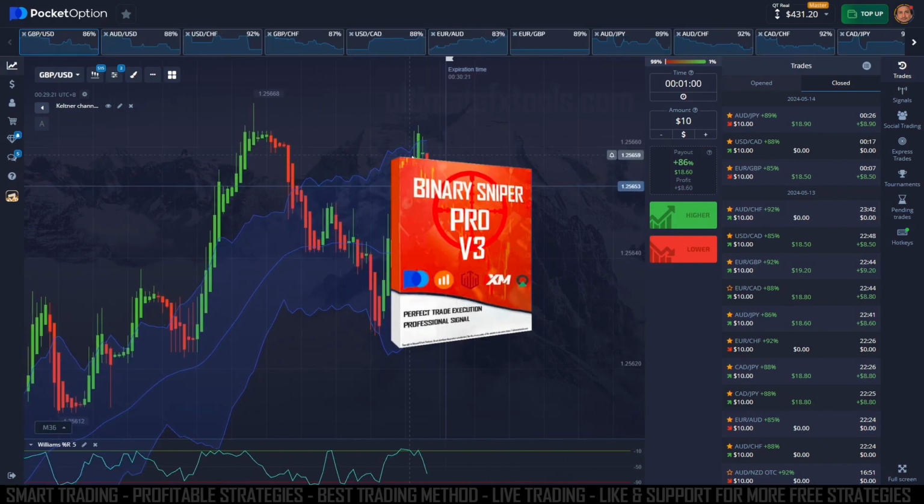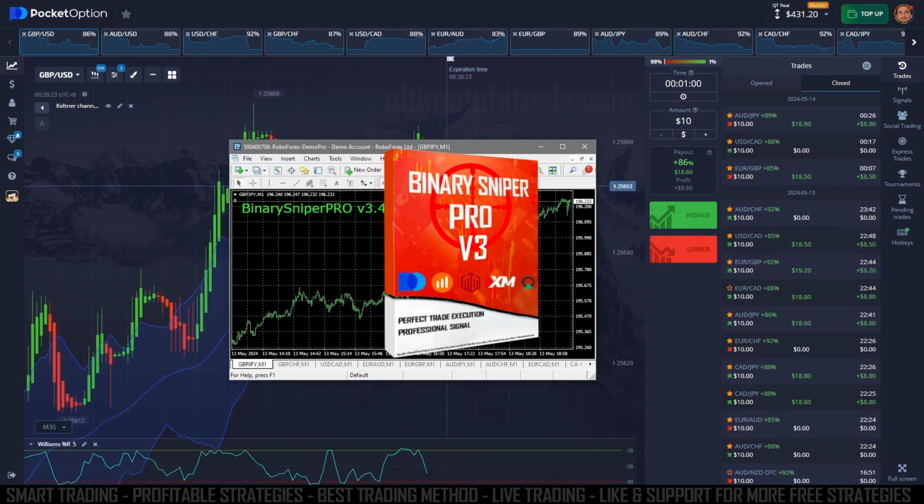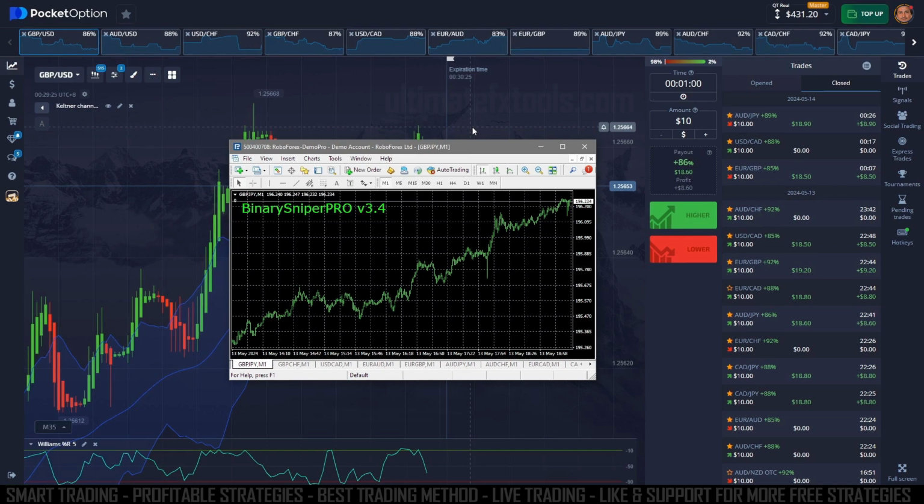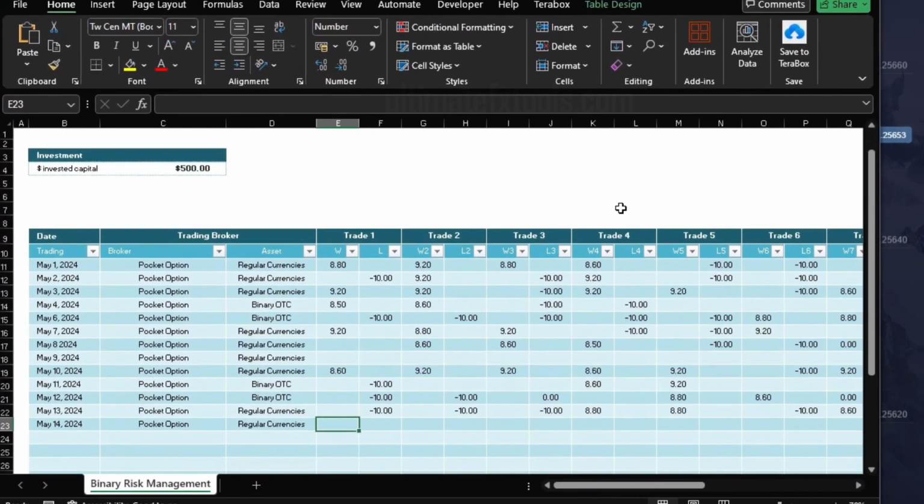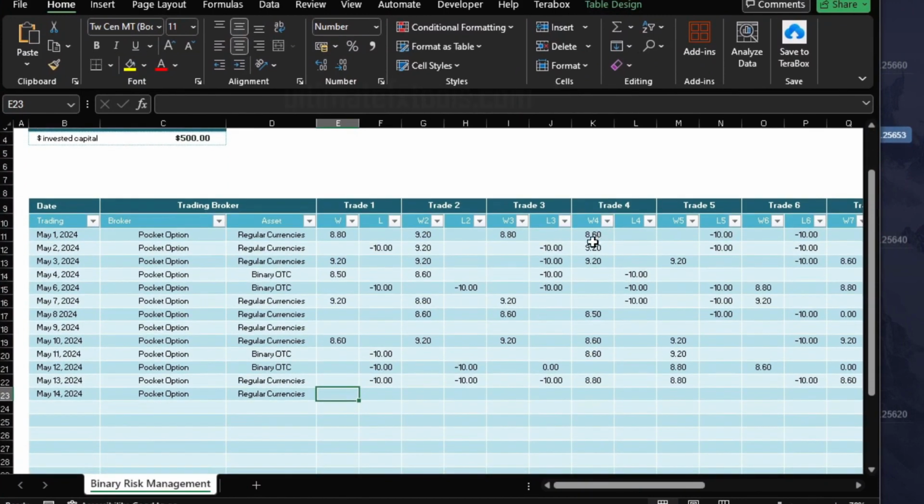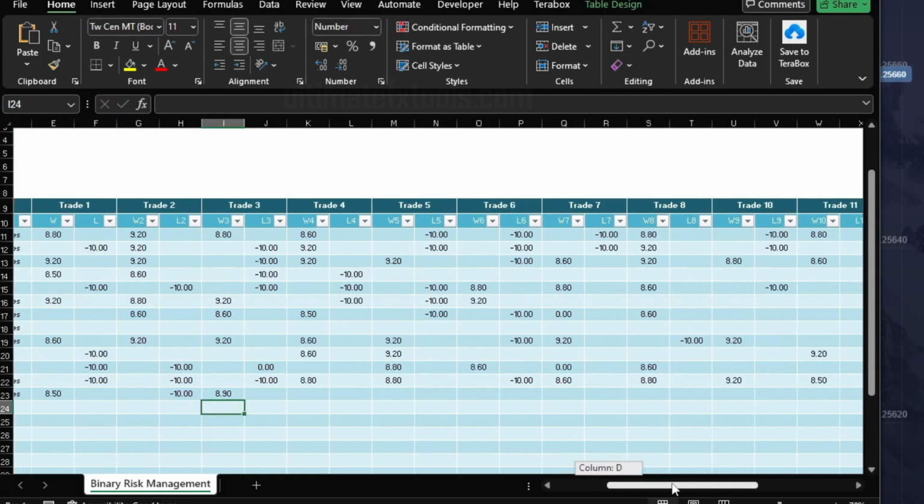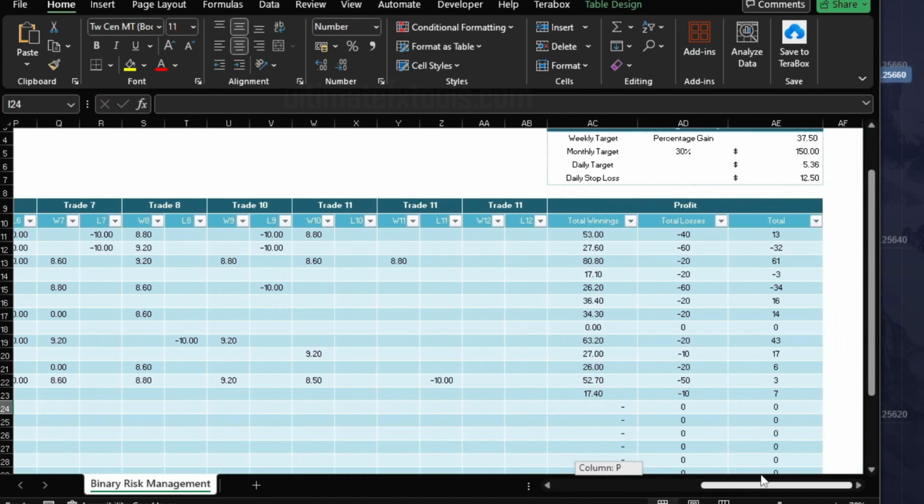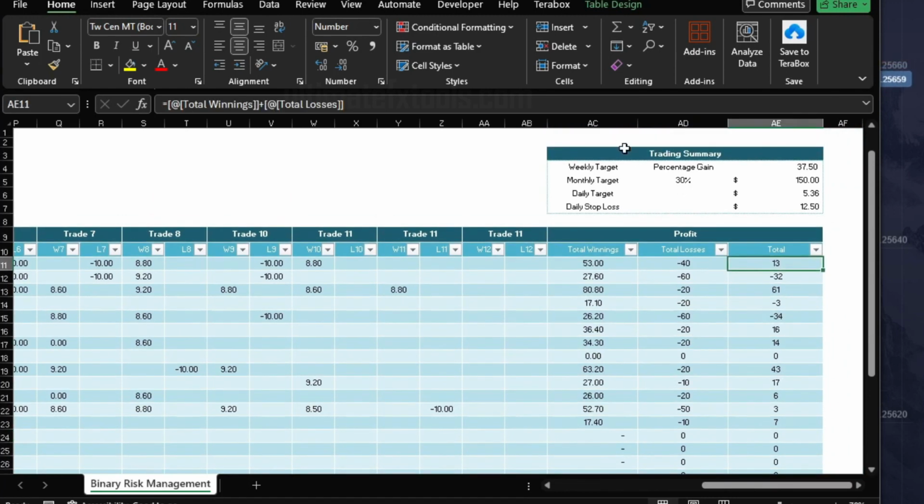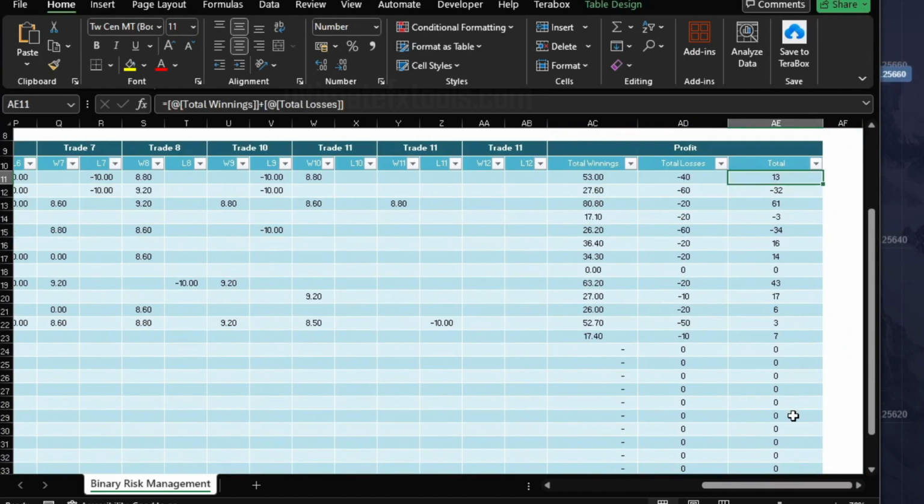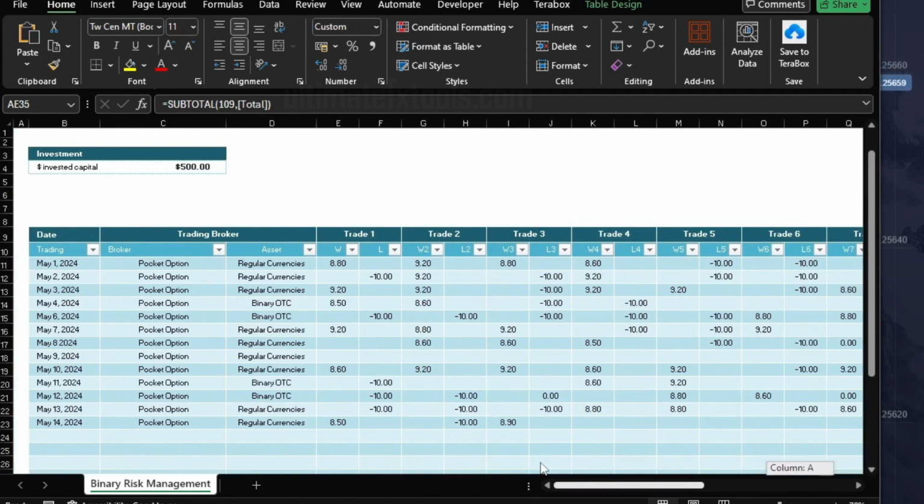And let's not forget our Binary Sniper Pro version 3.4 indicator, which has enhanced our trading system, making it successful. We use the binary risk management tool to lessen trading risk and have daily trading targets and stop loss. You must have this tool to monitor your past trades and avoid making too many losses. Even without a proper strategy, with risk management, it is easy to trade with the proper trading mindset.